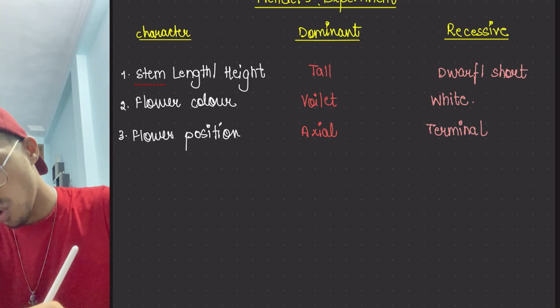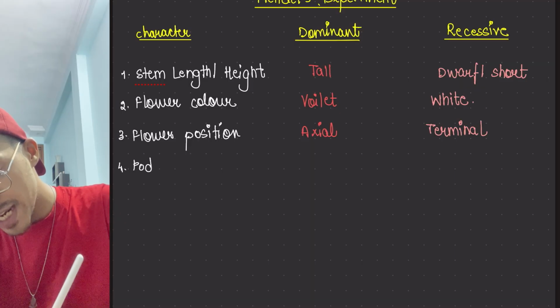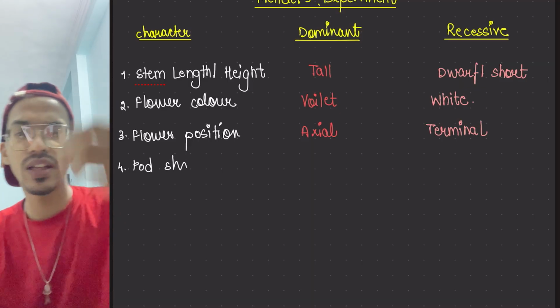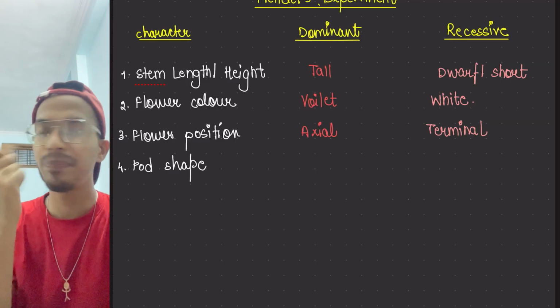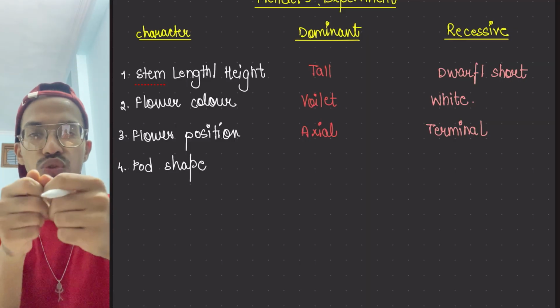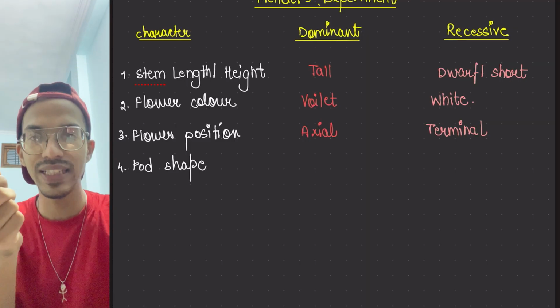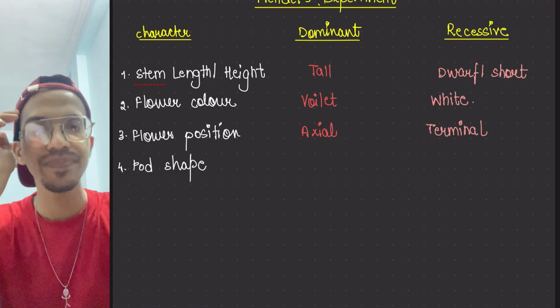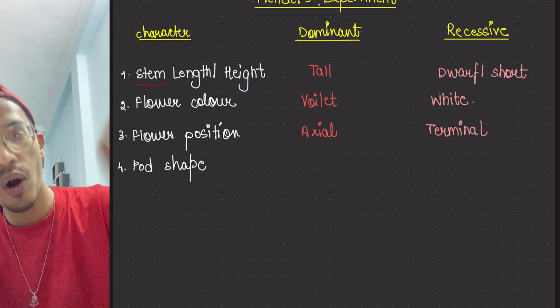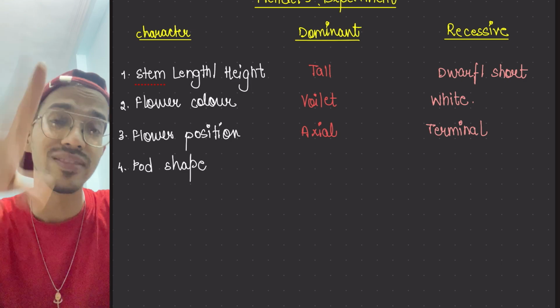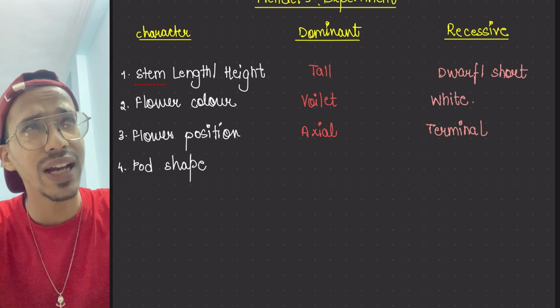Moving on, the next thing is pod shape. Pod is what? If you have seen the pea plant, we used to open the pea like this and then we get the seed from it. So what is the pod color? The outer part, we call it the pod. Its color is green. Green is dominant, because we get it more.